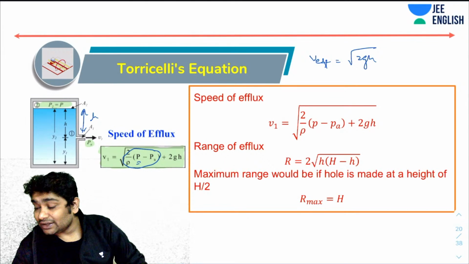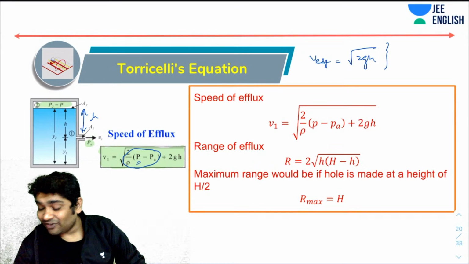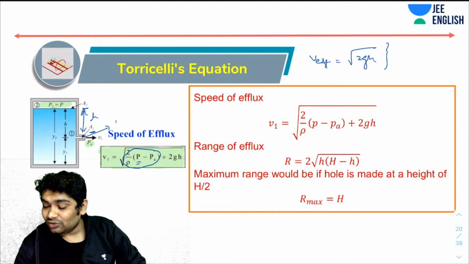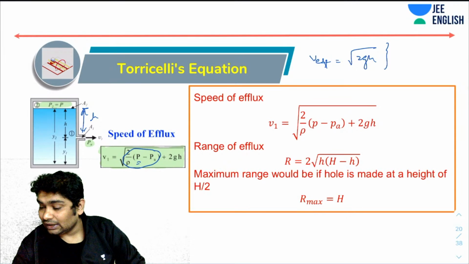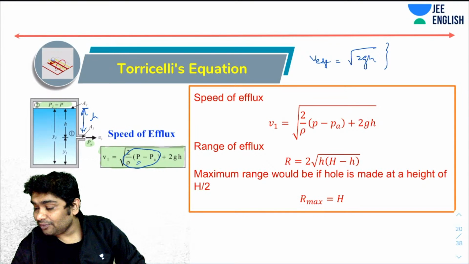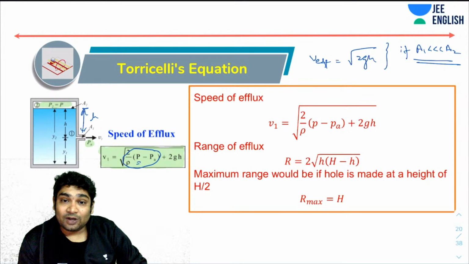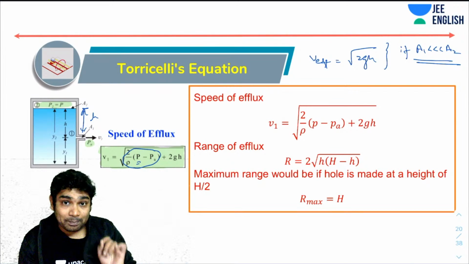Now, please remember this expression is valid under an assumption where this area of cross section A1, which has been marked here, is much smaller than A2, which is the area of cross section of the container. So this is the expression if A1 is much less than A2. If this were not true, then the velocity of efflux does not become equal to root 2gh. That is something you need to remember in mains.